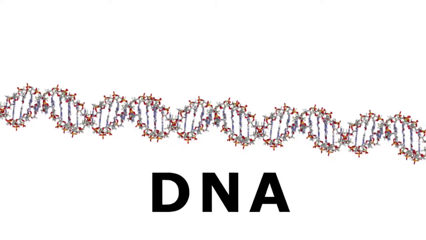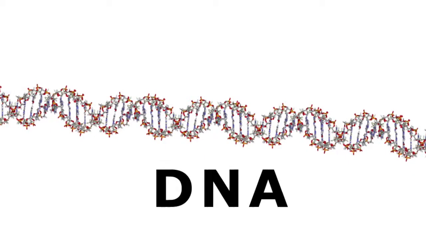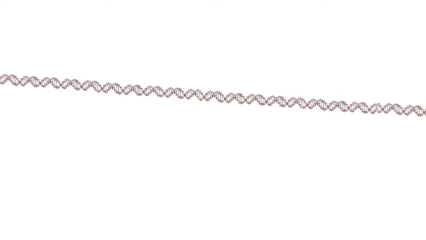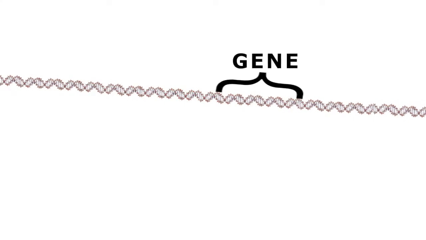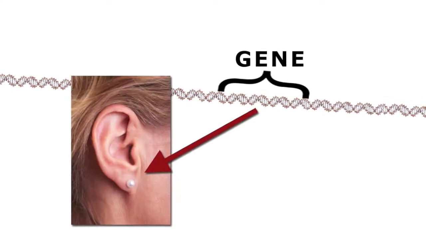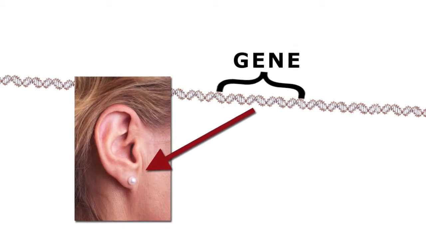Now you probably already know our genetic information is carried in our DNA. But what you might not know is that information occurs in chunks in the DNA known as genes. The genes carry the information for the specifics of what we look like, for example, what our earlobes might look like.